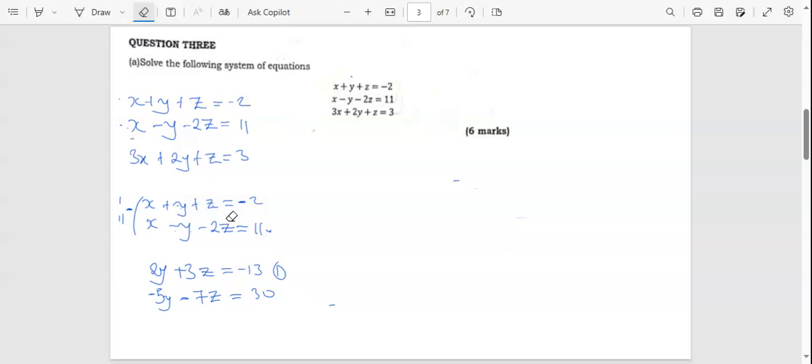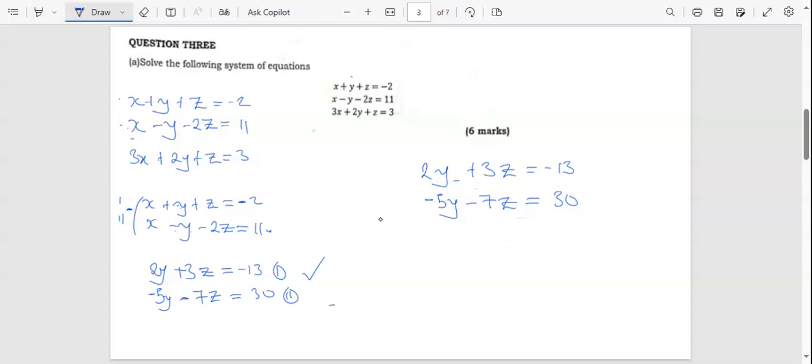So these are the two equations. More like we have now the simultaneous equations: y plus 3z is equal to negative 13, and again negative 5y minus 7z is equal to 30. So how do we achieve this again?